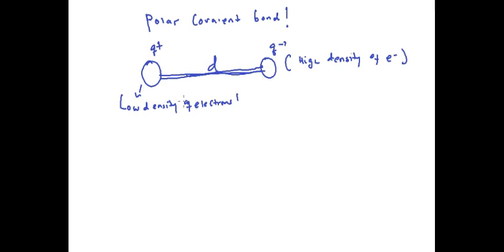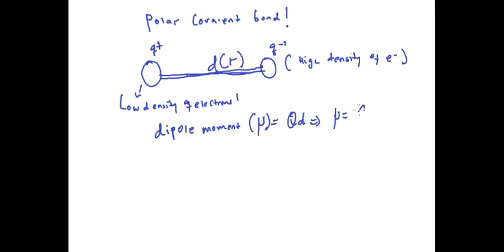A bond dipole results, and in chemistry we call this the dipole moment, which is represented by the Greek letter mu. It is the product of two equal but opposite charges separated by a distance r. Instead of d, I would prefer to use r. Some literature uses d, and some uses r. So the dipole moment mu is the product of q times d, or mu equals q times r.